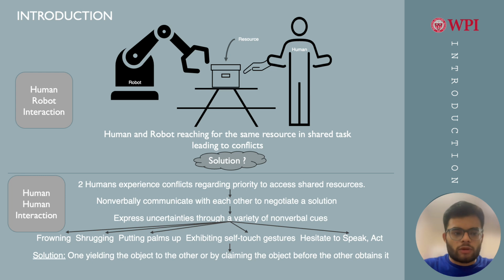Thinking of it from a human-human point of view, if two humans are experiencing conflicts regarding priority of access to shared resources, there passes a non-verbal communication between them, which leads to negotiation of a solution. Humans express uncertainties through a variety of non-verbal cues such as frowning, shrugging, putting palms up, exhibiting self-touch gestures, and also hesitation to speak or act. The solution would be that one of the humans yields the object to the other or claims the object before the other one obtains it.